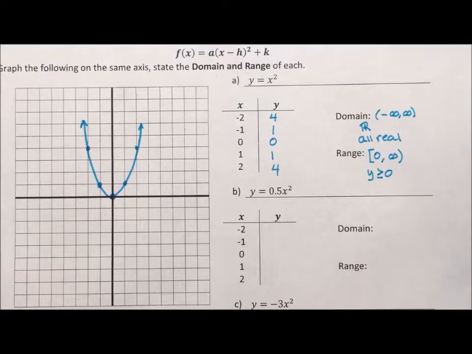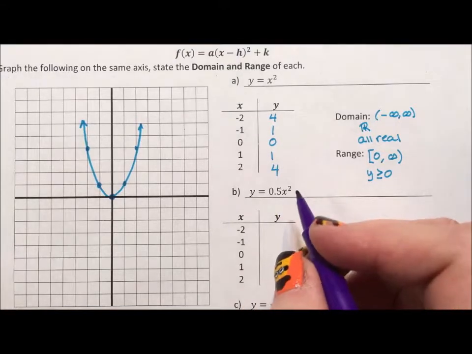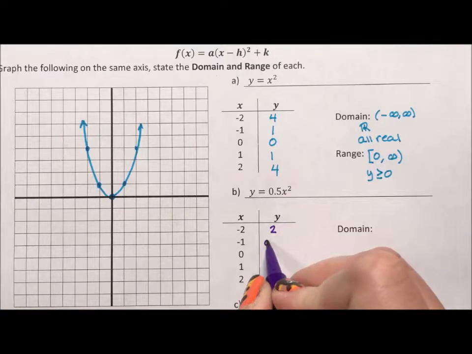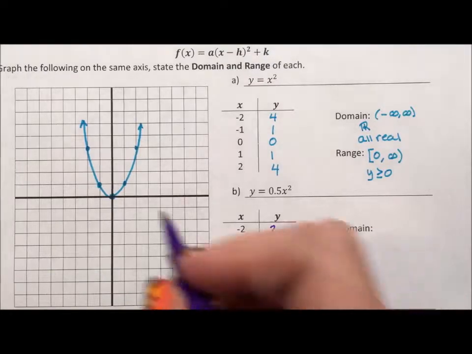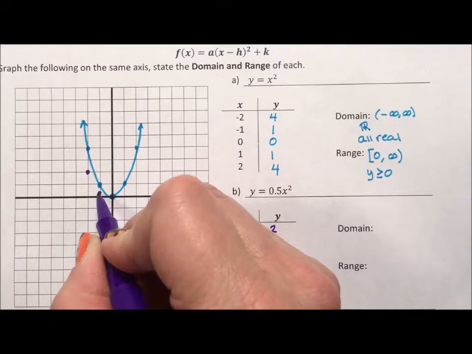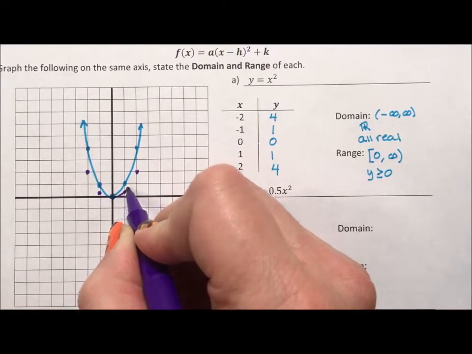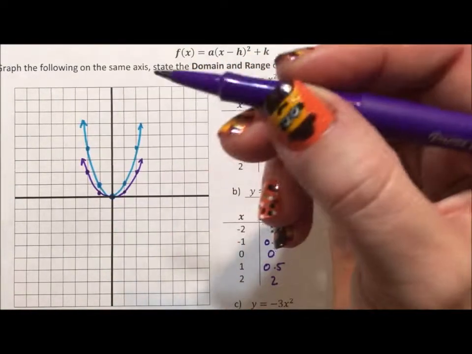Okay. So let's look at our next graph. Our next graph is y equals 0.5 x squared. So -2 squared is 4 times 0.5 is going to be 2. -1 squared is 1 times 0.5 is 0.5. Anything times 0 is 0. So I have (-2, 2), (-1, 0.5), (0, 0), (1, 0.5), (2, 2), and we can see we have a very similar graph. It's just a little wider.